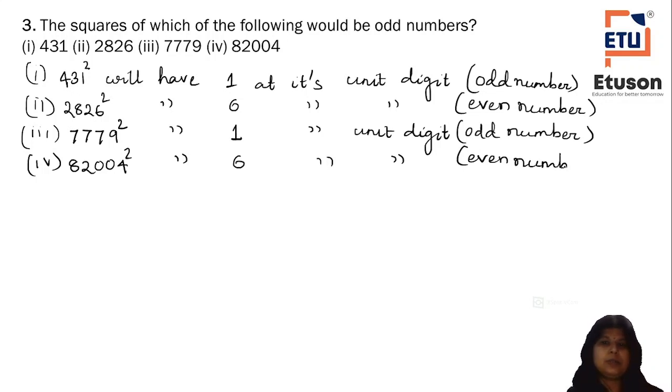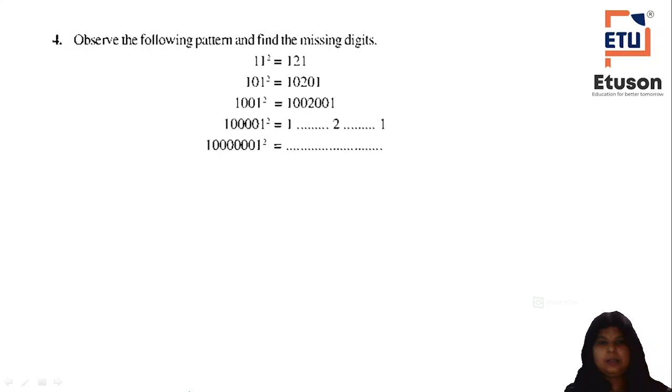So according to your question, what do you need to find out? The square of which of the following would be an odd number? So you have 431 and 7,709 having odd squares, correct? Now, let us go to the next question. Observe the following pattern and find the missing data.